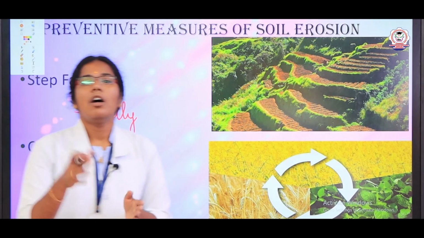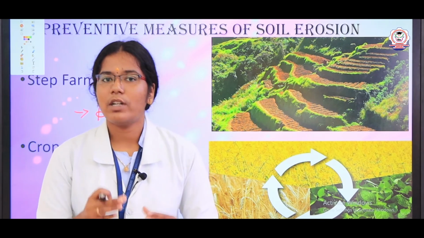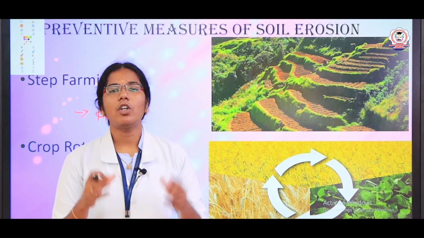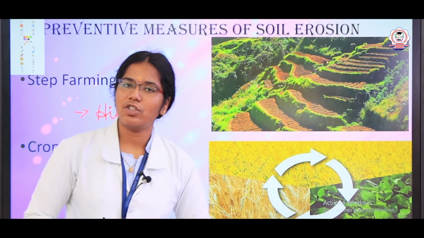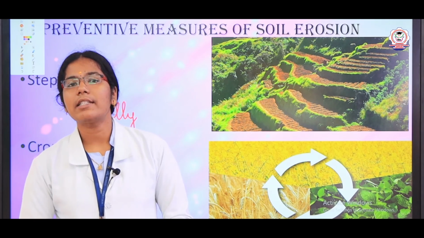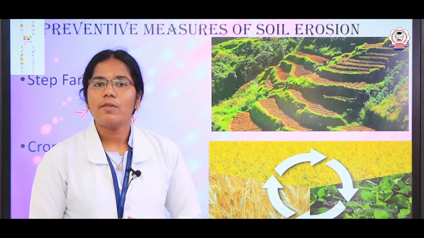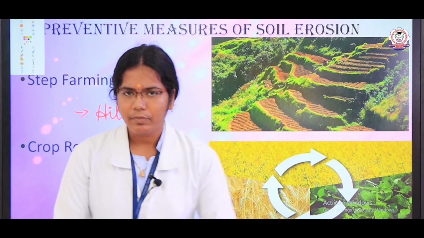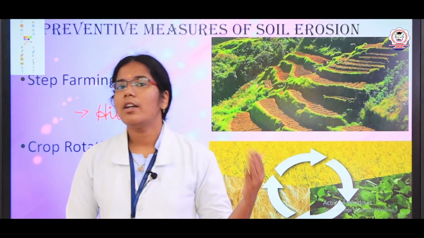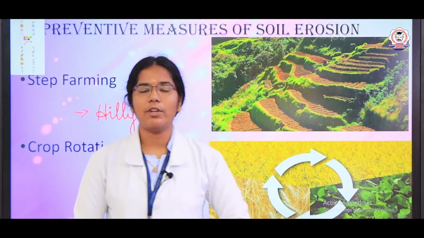So children, in this session we discussed soil erosion. What is soil erosion? That is very good. The removal of the top layer of the soil by the action of wind and rainfall is soil erosion. Next we discussed the effects of soil erosion, then the causes of soil erosion. Lastly we discussed the preventive measures of soil erosion.